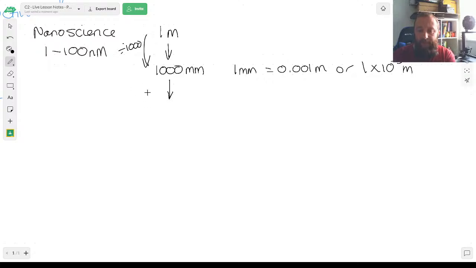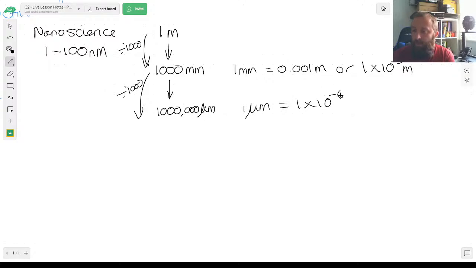Now, if we divide by 1,000 again, we end up with a micrometer. So there are 1,000 micrometers in a millimeter, or 1,000,000 micrometers in 1 meter. So 1 micrometer is 1 times 10 to the minus 6 meters.